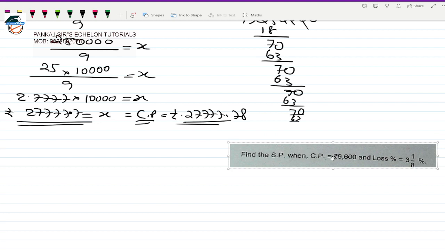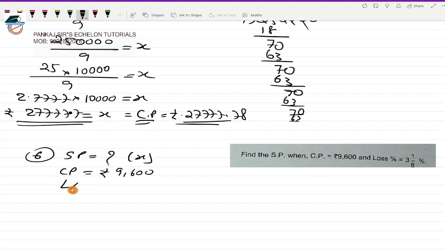So let us see what this question number 6 has to say. It is: find the selling price. So selling price is equal to question mark. So let it be x, when cost price is given as rupees 9,600 and the loss percentage is 3 1/8 percentage. Okay. So we are going to use this formula.